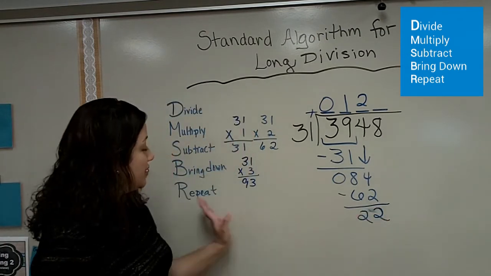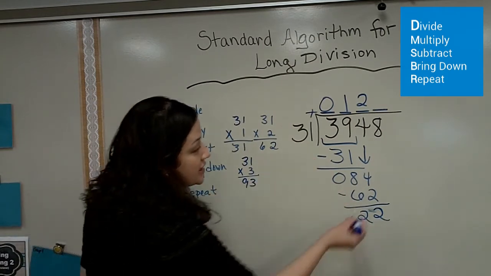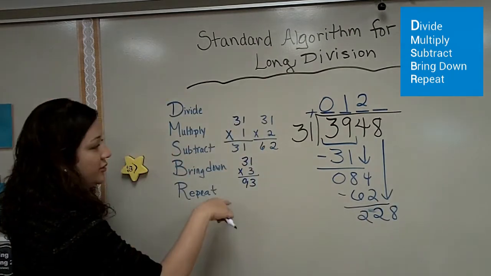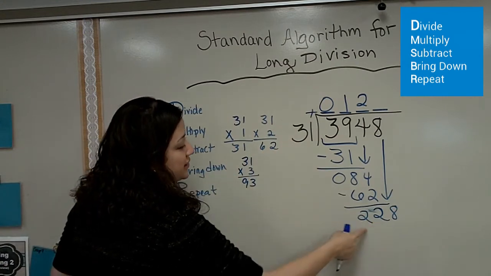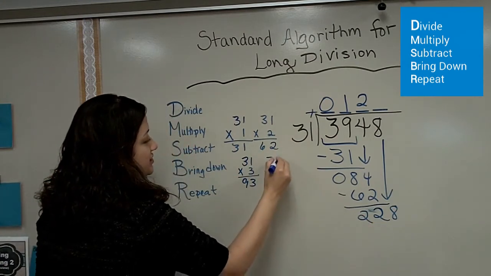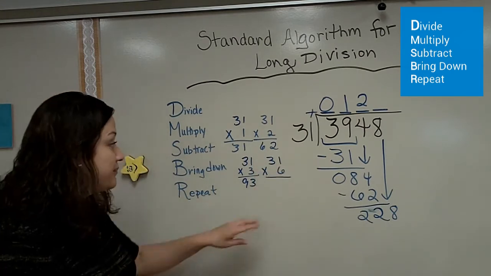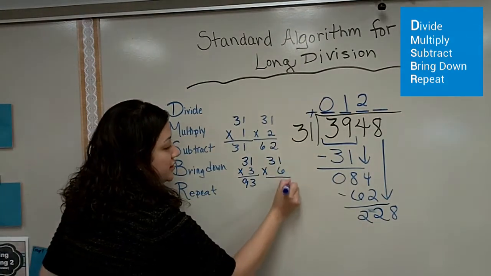We're good to bring down and repeat because 22 is less than 31. So I'm going to bring down the 8. We're quite a ways off over here. 31 times 3 is 93. We need to get up to 228. So they should start guessing a little higher, not just 4 or 5. But they might not, and that's fine. It's just going to take them a little longer.